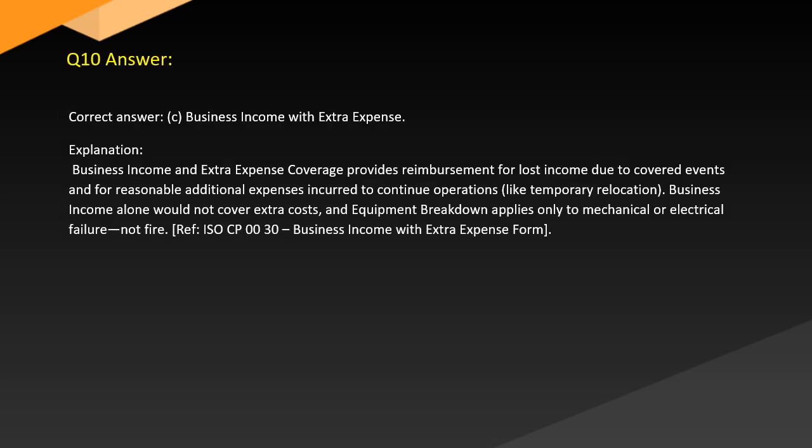Answer. Correct answer: C. Business income with extra expense. Explanation. Business income and extra expense coverage provides reimbursement for lost income due to covered events and for reasonable additional expenses incurred to continue operations, like temporary relocation. Business income alone would not cover extra costs, and equipment breakdown applies only to mechanical or electrical failure, not fire. Ref: Business income with extra expense form.